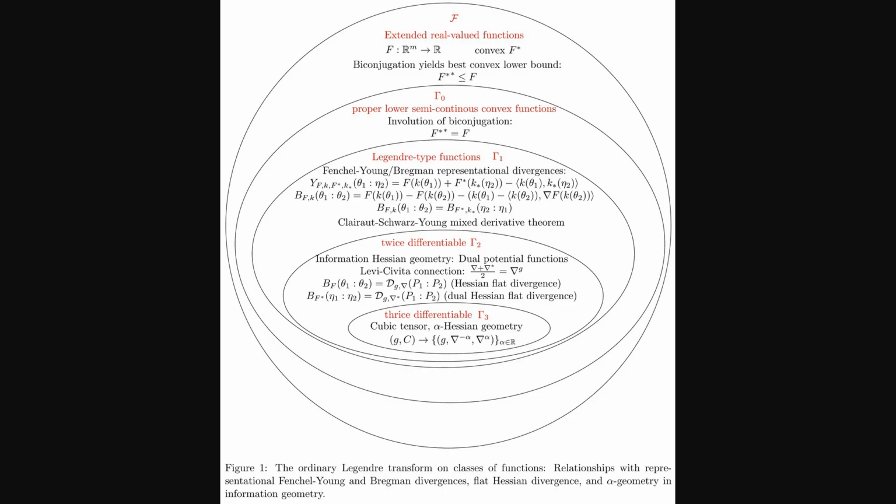So, to really grasp that geometric connection, the authors provide this helpful figure. It shows a set of nested circles, each one representing a more specific class of mathematical function. The outermost circle is the most general, and as you move inward, the functions gain more structure, becoming what are called proper, lower semi-continuous convex functions, and then even smoother differentiable ones. What's key here is how each of these layers connects to different concepts in information geometry, like Hessian geometry. This diagram really sets the stage by illustrating the rich geometric world where these transforms live.